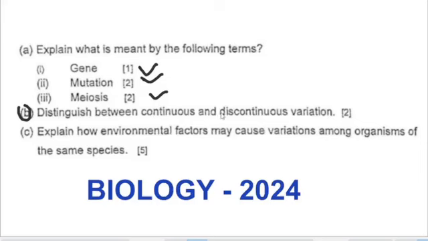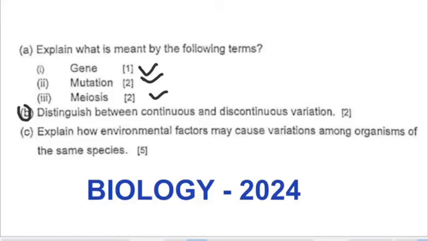Now what about discontinuous variation? In discontinuous variation, you find that there is a clear-cut difference among individuals. For example, the blood groups, also the eye color and the tongue rolling and so on and so forth.